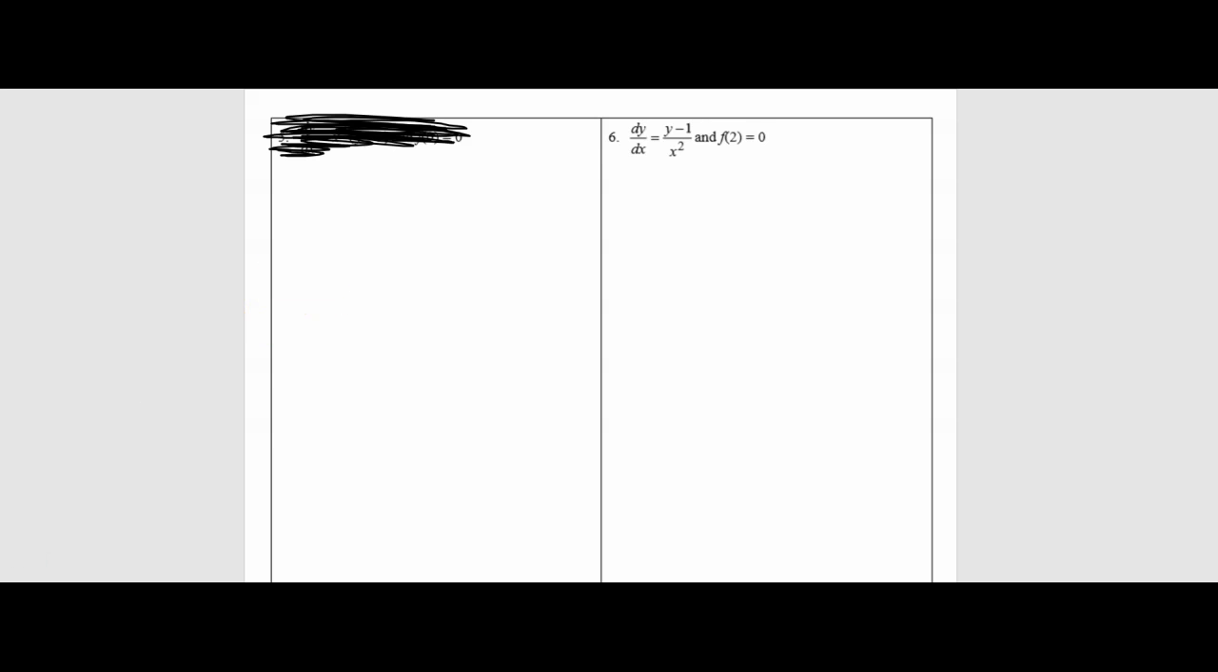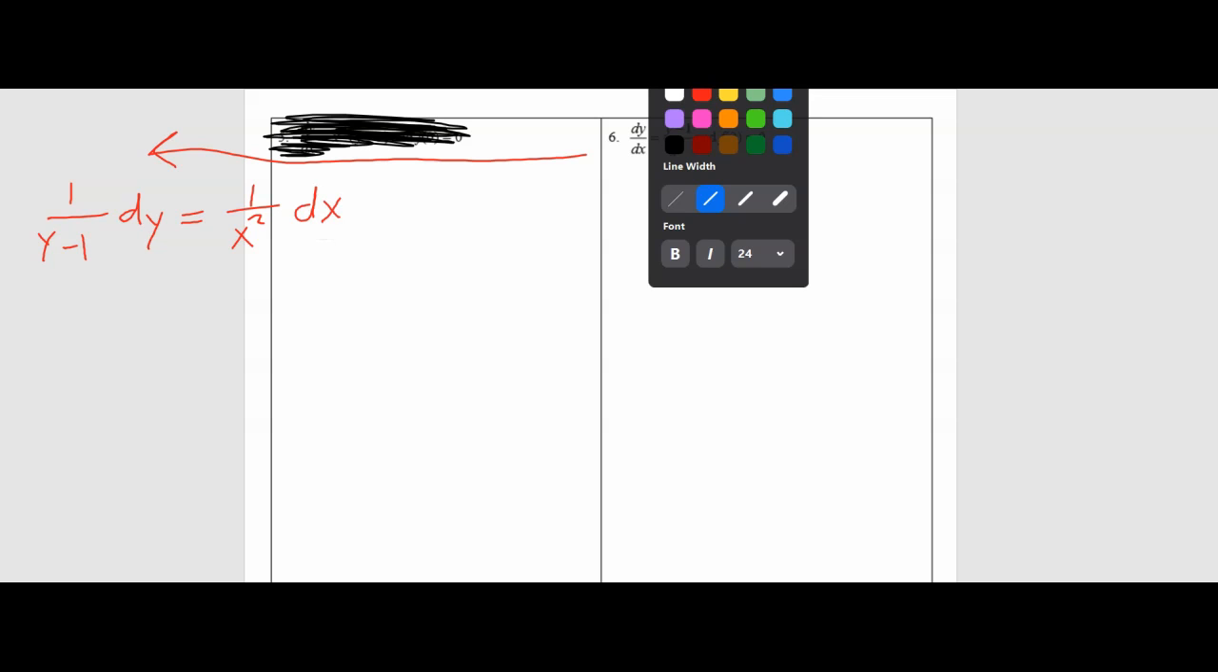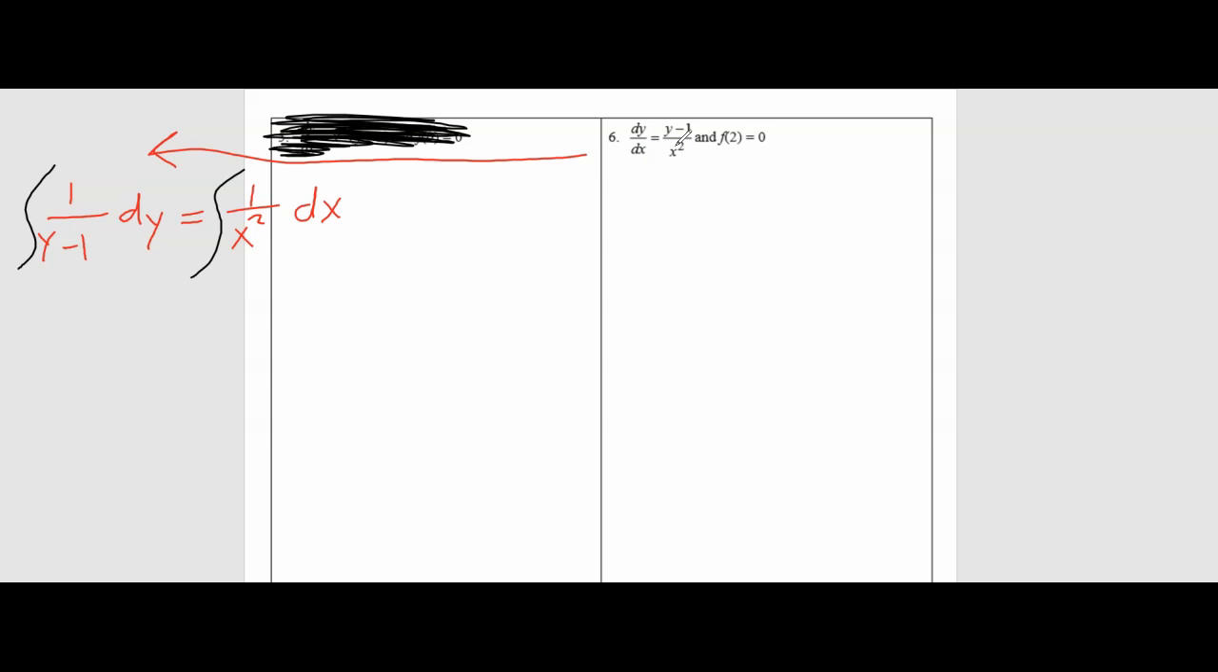Okay, so here, when I rewrite this and separate my variables, and I'm actually going to start this over here just so I can work left to right, I'm going to get 1 over y minus 1 times dy is equal to 1 over x squared times dx. Now I'm going to integrate both sides. It may help to rewrite the right-hand side so you can more easily use the reverse power rule. This would just be x to the power of negative 2 dx.